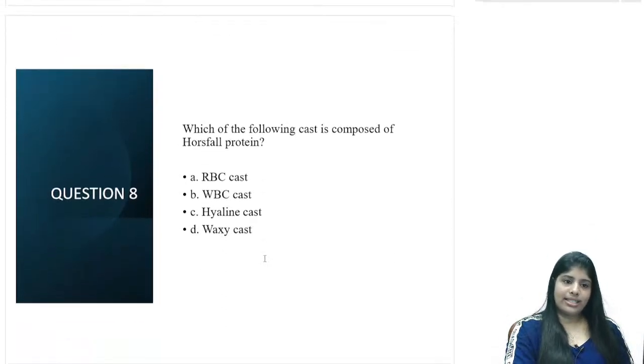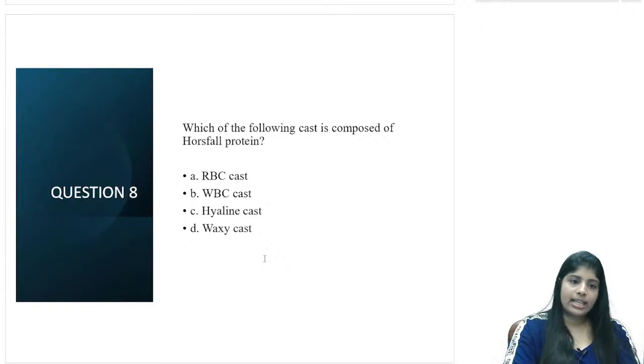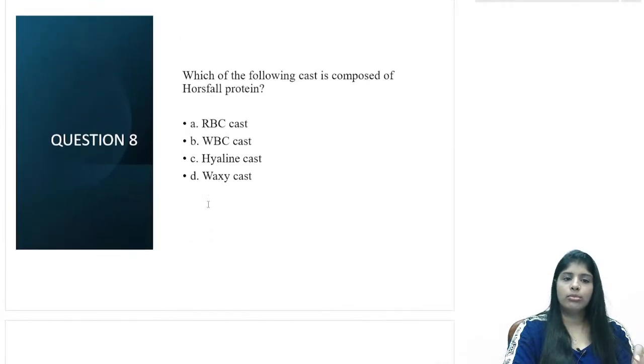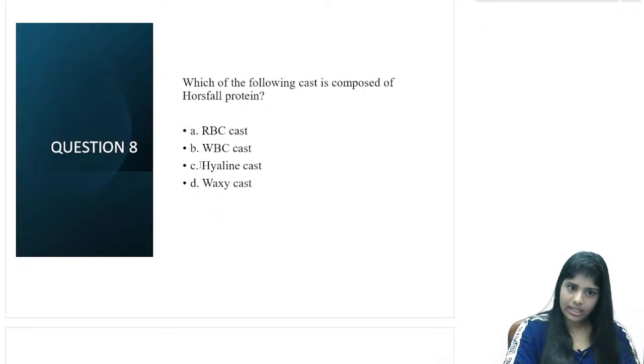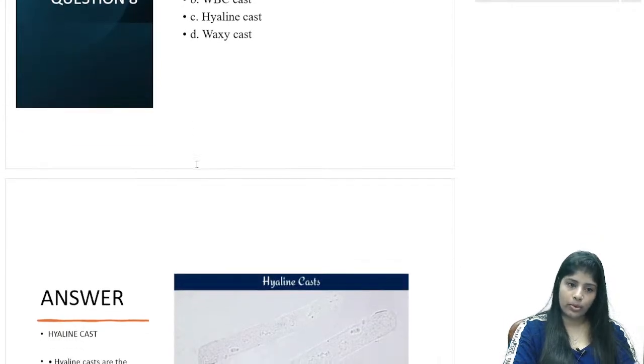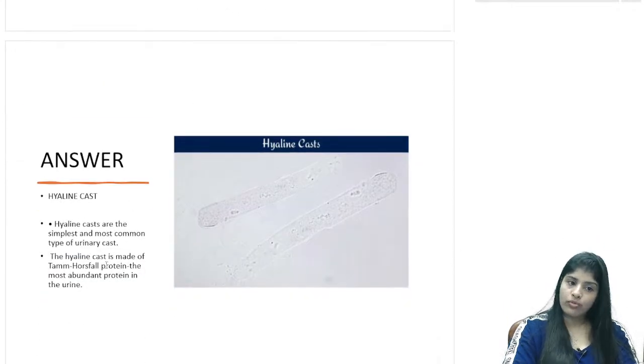Okay, next is question number 8. Which of the following is composed of Tamm-Horsfall protein? So see, in urine, the most common cast that is seen is the hyaline cast. Okay, the most common cast, and that is formed by what? The protein called Tamm-Horsfall protein.